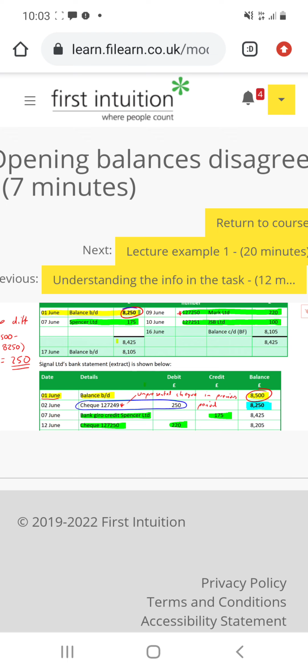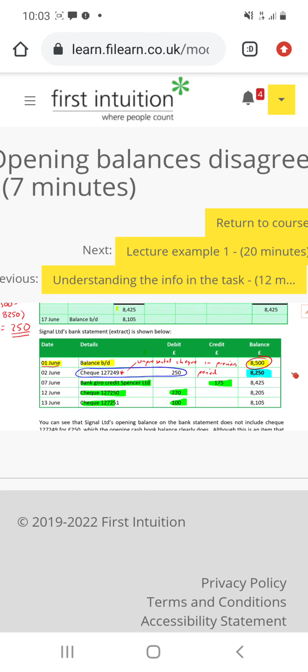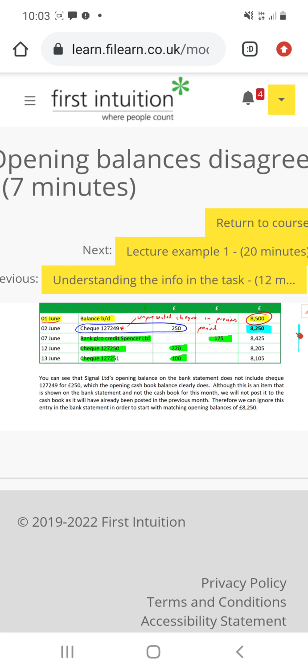Okay, so the whole point is when we've got that item there, that check 127249 for £250, the idea is that it will relate to the last month, and so we are not going to post it into the cash book in June. Why? Because it would have been posted in the previous month, i.e. in May. So it will have already gone through.